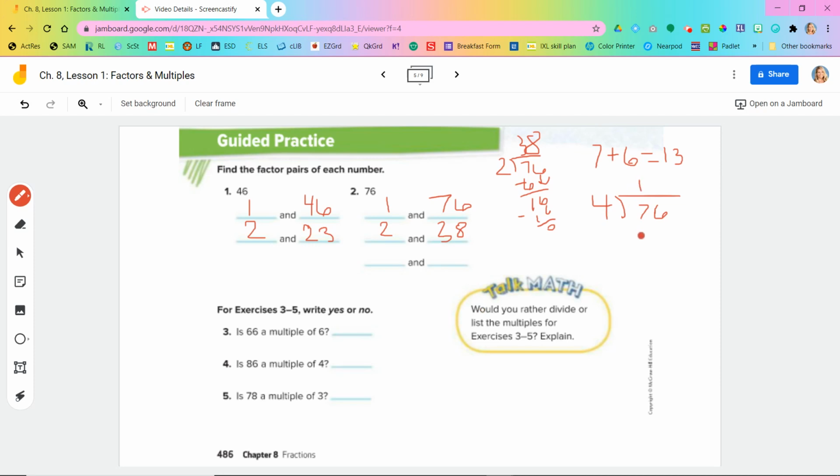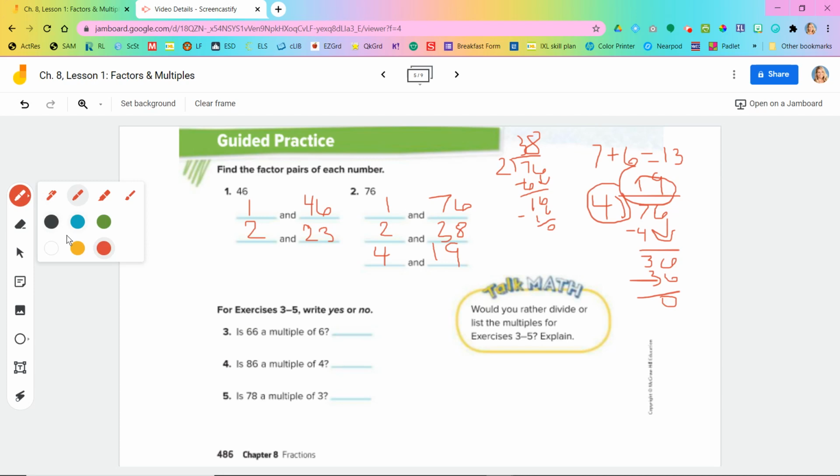So let's see, 4 times 1 gives me 4. I get 3. All right, so now I'm seeing that I get 36, and I know that 4 times 9 is 36. I don't get a remainder, so guess what? I just found my last factor pair, 4 and 19.